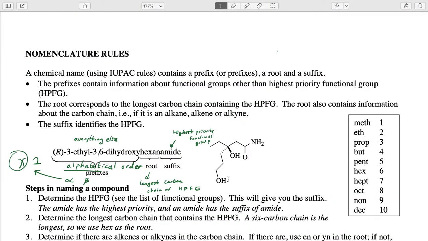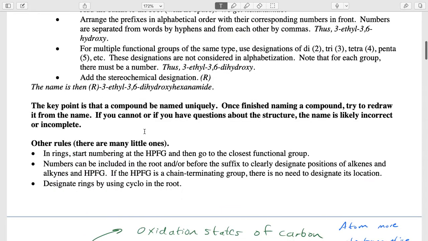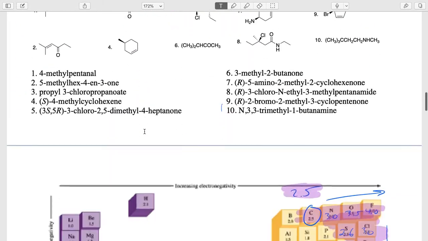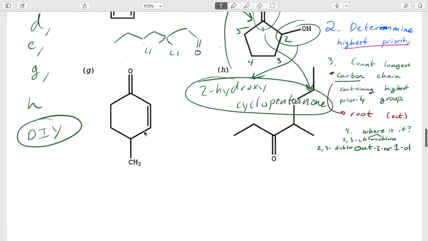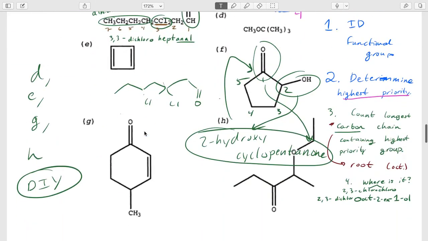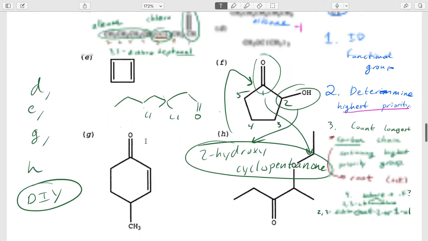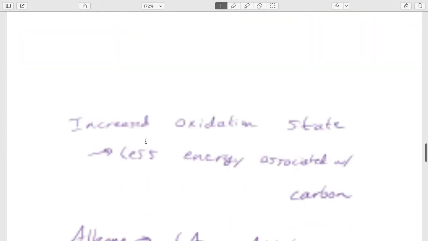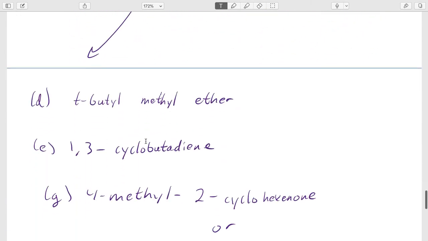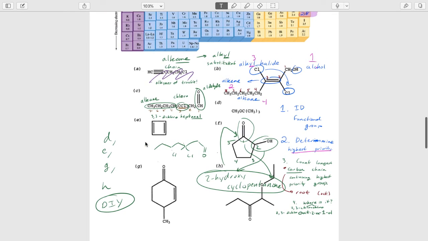Alright, this is the recitation I did last Saturday. In this we go through some more nuances of the nomenclature rules. We do a few IUPAC examples down here. We also discuss the oxidation of carbon and how it produces energy in the body. And we do some IUPAC naming examples down here, and down here as well.